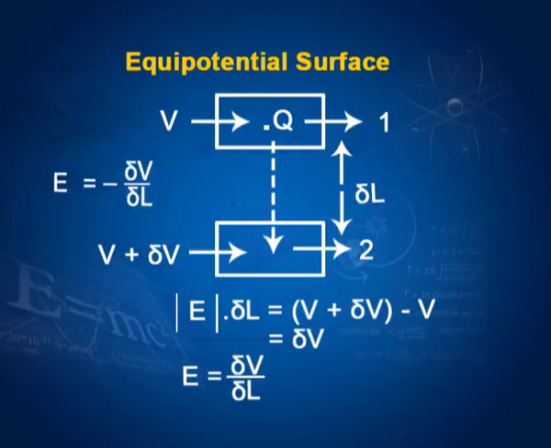Now suppose I have not taken E to be positive. In reality, if we don't take E to be positive, then E becomes the negative of the gradient of the potential. That is, E will simply become minus delta V by delta L.